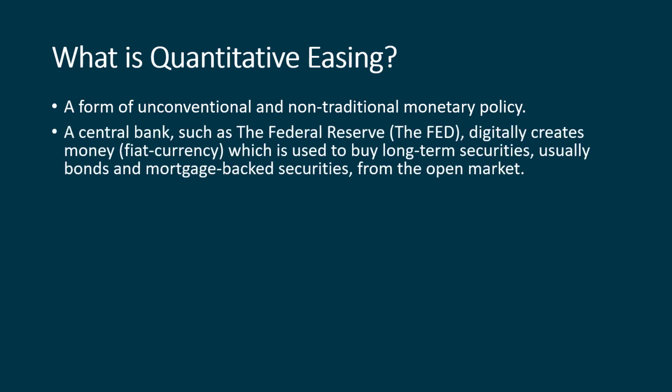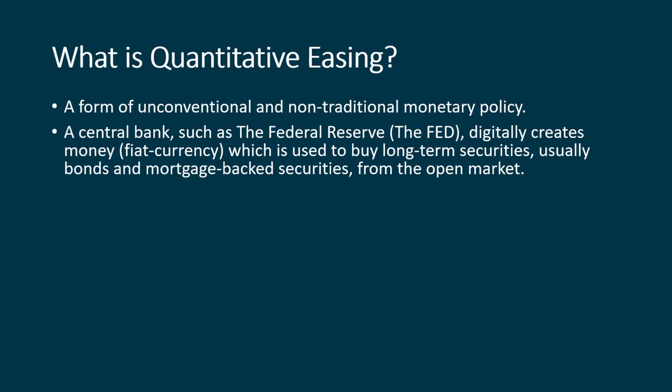A central bank, such as the Federal Reserve, which we call the Fed, digitally creates money. When we have a currency that's not backed by anything other than a reputation, that is called a fiat currency. It used to be backed by gold until 1973, but now it's just backed by the full faith and credit of the U.S. government. They create this currency, and then they use it to buy long-term securities. This usually means bonds.